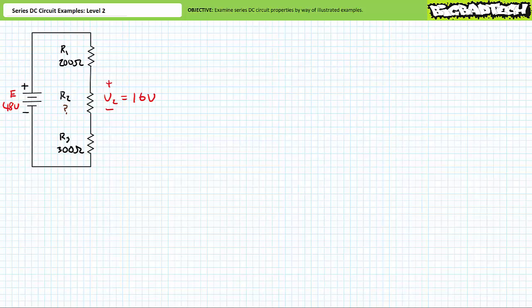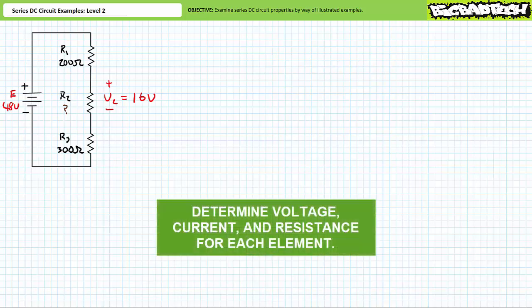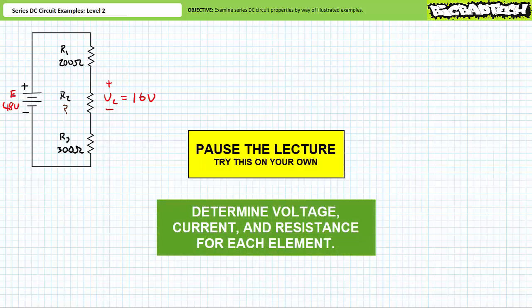Additionally, it is known that resistor 2 experiences a 16 volt drop with a given polarity. We're being asked to solve for the voltage drop across and the current through each element. By all means, pause the lecture and try this on your own. If you're tracking, you should have obtained the following results.